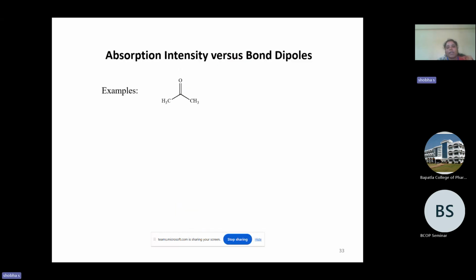These are the examples we have seen. This is the acetone structure. Acetone is a carbonyl compound where we see the C double bond O. Again, we have CH3, CH3. For that reason, we'll see a strong peak.